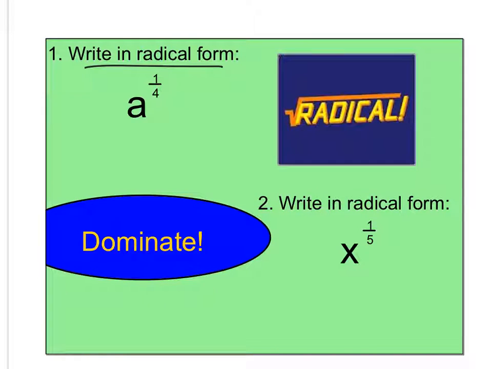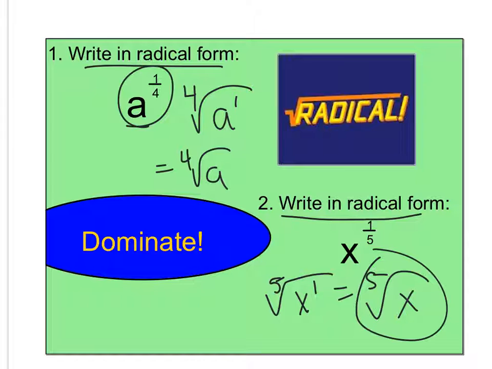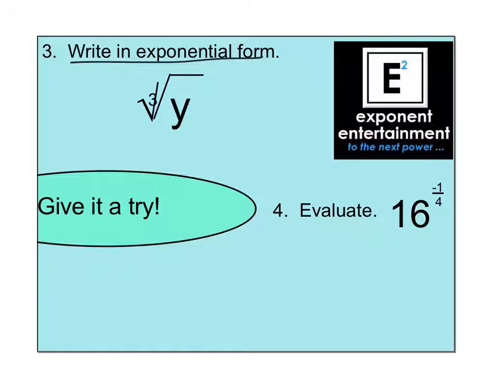If I write this in radical form, it would technically be the fourth root of a to the 1, or we just write the fourth root of a. Here, this is just the fifth root of x to the first, or just the fifth root of x. The bottom number is my root. If I go backwards and write this in exponential form, this is y to the first, looking for the third root, so y to the 1/3.